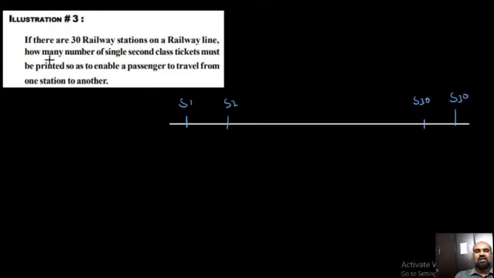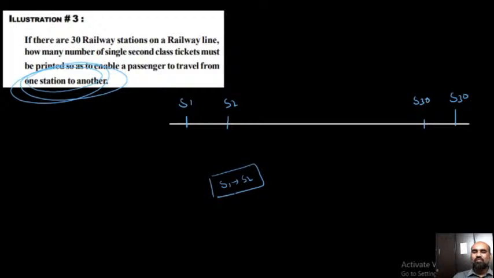So what is the meaning of the problem? How many single second class tickets must be printed so as to enable a passenger to travel from one station to another station. It is not mentioned whether right to left or left to right, just one station to another station. For example, one ticket can be printed as S1 to S2. What is the meaning of that? That person can travel from station 1 to station 2. Another ticket we can print as S2 to S1. A passenger can travel from S2 to S1.